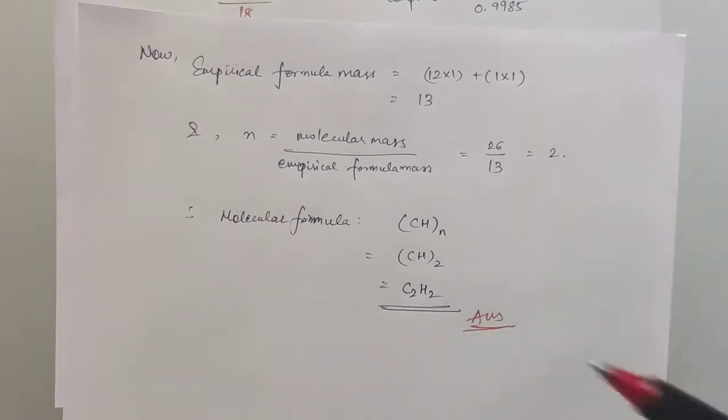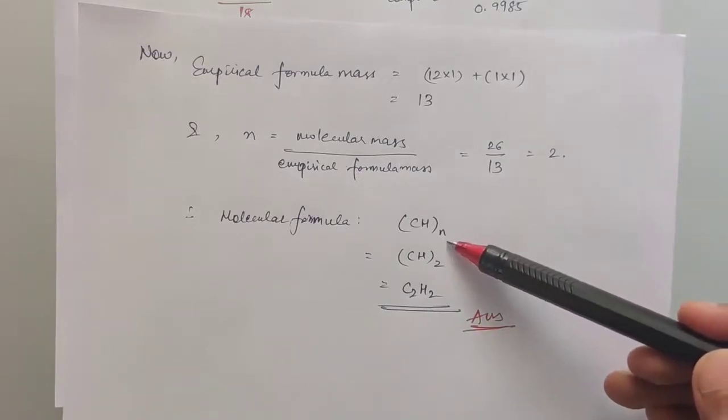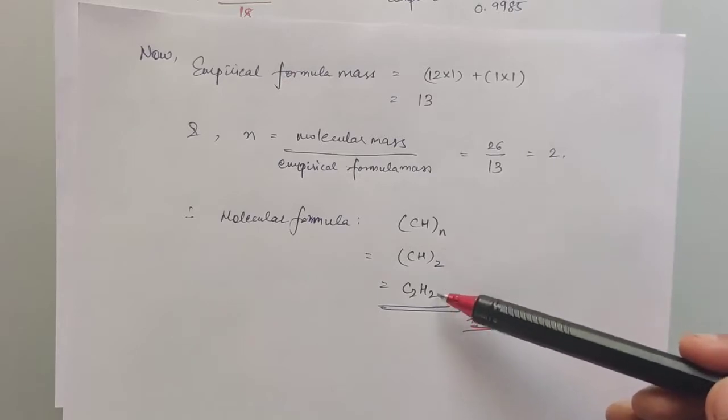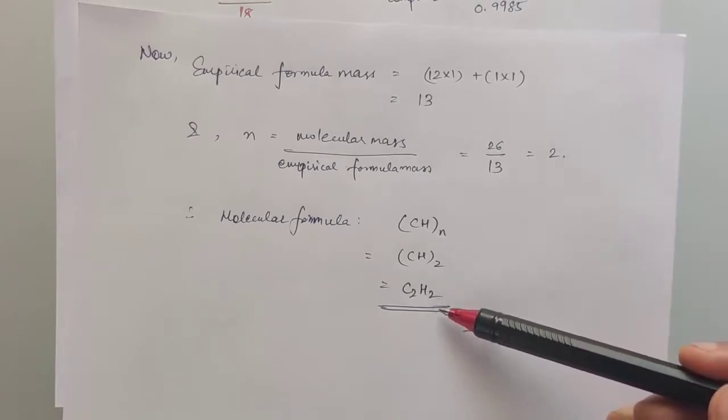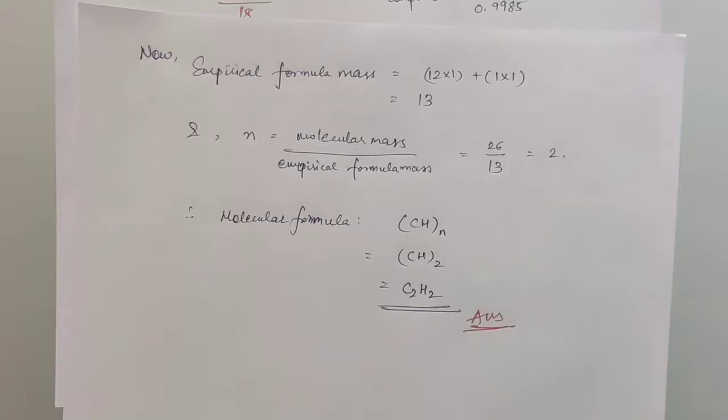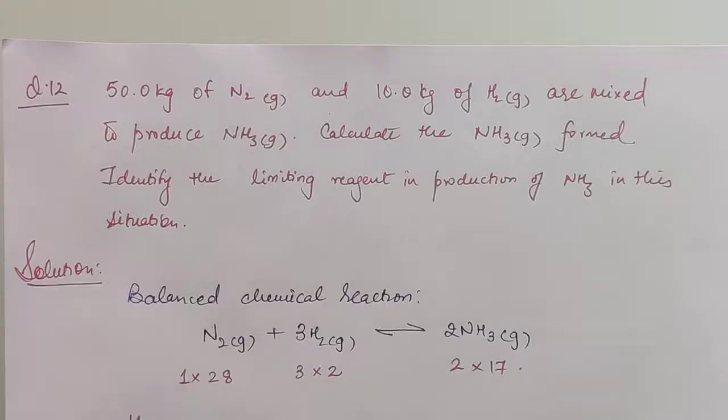So your molecular formula will be CHn. What is the value of n? 2. And what is the molecular formula of the compound? C2H2. So your welding fuel gas is nothing but acetylene. Clear? Okay students, so the next numerical is based on the concept of limiting reagent.